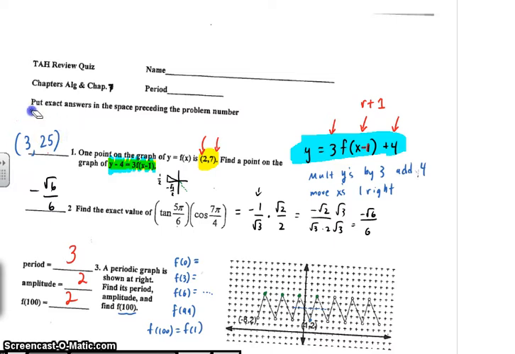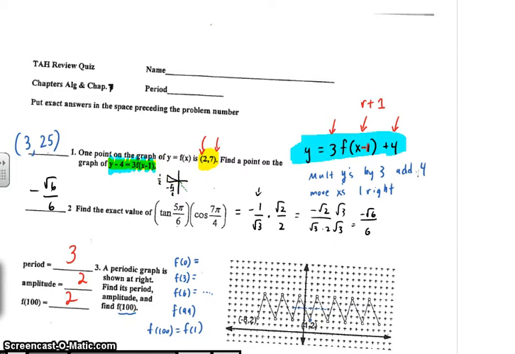All right, second one. Second one's just a straight up unit circle type problem, and it says find the exact value of tangent of 5 pi over 6 and cosine of 7 pi over 4. These are types of problems you should be very, very comfortable with and very, very fast with and very, very accurate with.